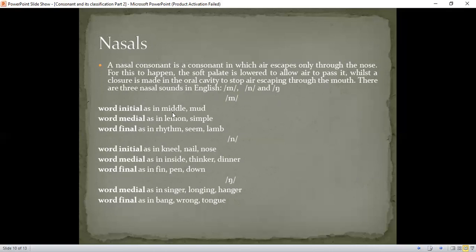Word initial as in middle and mud, medial as in lemon and simple, final as in rhythm, seam, and lamb. N, initial as in kneel, nail, nose, medial as in inside, thinker, dinner, final as in fin, pen, and down. Ng, medial as in singer, longing, and hanger, final as in bang, wrong, and tongue.